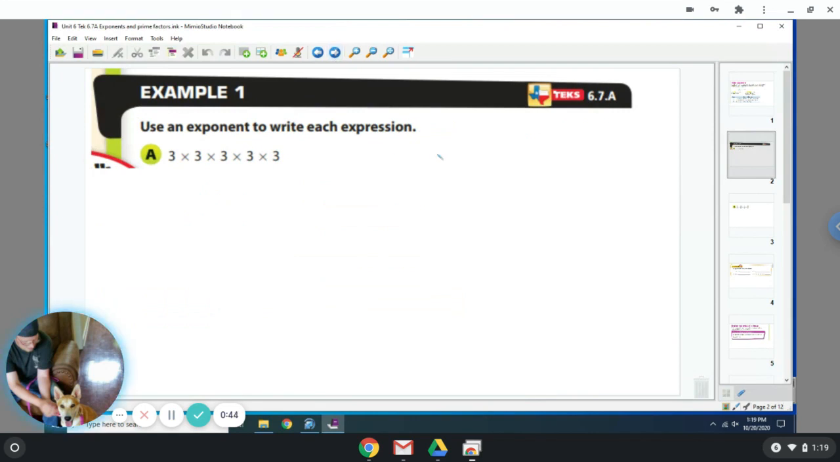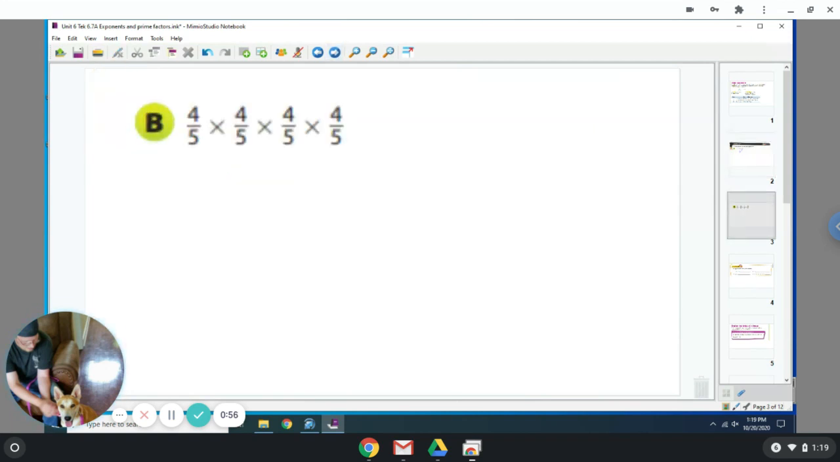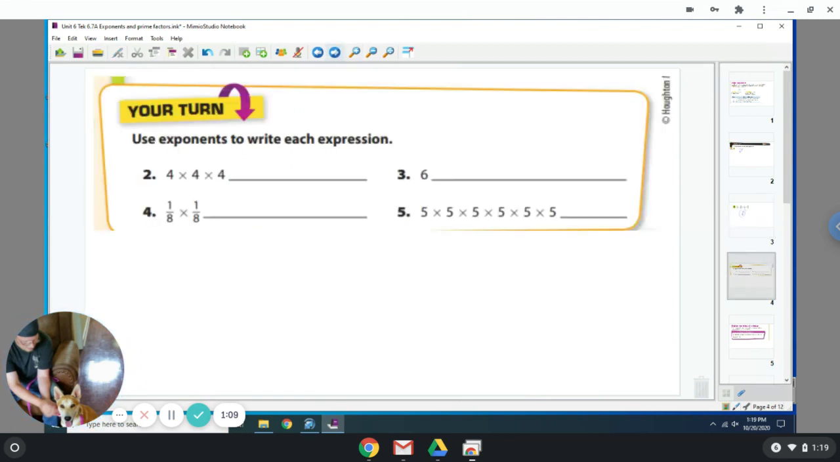So here is using exponents to write each expression. 3 times 3 times 3 times 3 times 3 is being done 5 times, so it's 3 to the 5th power. This one is 4/5 times 4/5 times 4/5 times 4/5, which will be (4/5) to the 4th. You put this in parentheses because it's one fraction to the 4th power. So now you try this.